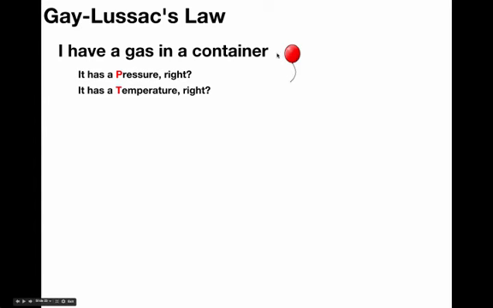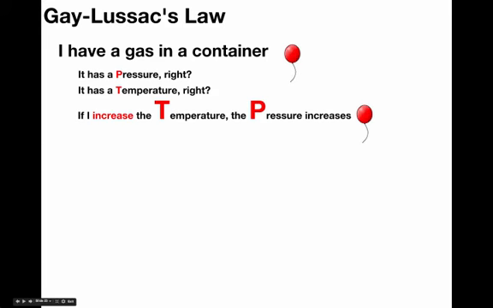The gas in my container, let's pretend it's a balloon, has a certain amount of pressure on it. This gas also has a certain amount of temperature associated with it. What Gay-Lussac's law says is that if I increase the temperature, then the pressure will also increase by the same amount, assuming that I don't change the volume or the amount of gas that's in the container. So in other words, if I'm able to keep the volume the same, but I increase the temperature, then the pressure of the gas inside of my container is going to increase.